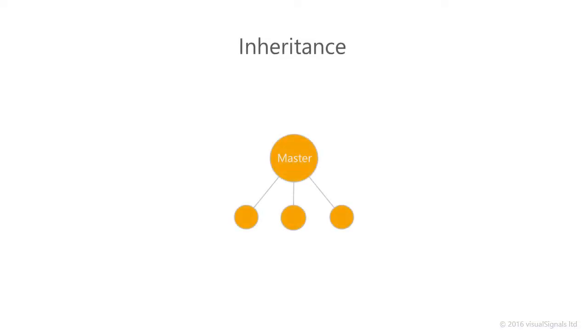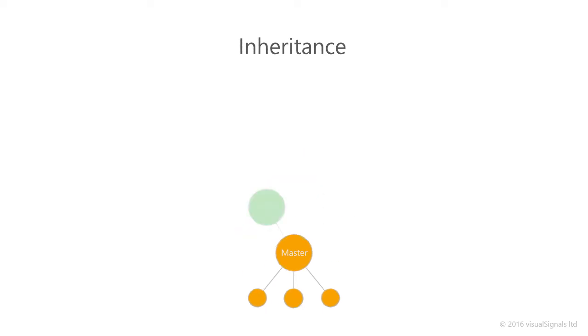Now, I said earlier that masters cannot inherit from other masters, but what they can do is inherit from styles. Styles are a master-like object in Visio that can be used to apply line, fill, and text formatting to shapes, all via the inheritance mechanism. So a master can inherit from a style, and if that style only applies line formatting, for example, then it might also inherit fill and text from another style.